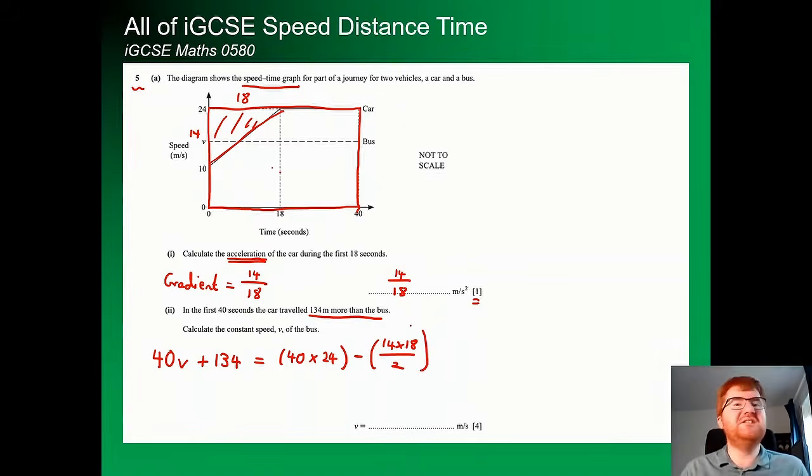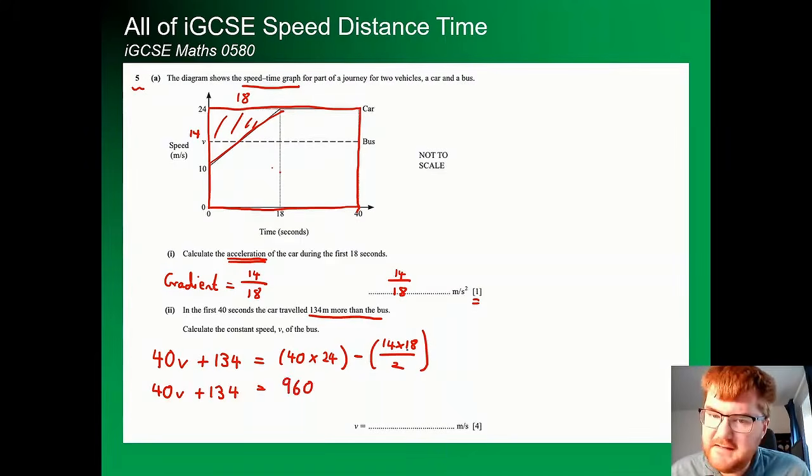I think this is a smoother way to get to our equation. So remember, the left-hand side represents the total travelled by the bus. The right-hand side does the car. Now, let's just tidy this up slightly. So we've got 40v plus 134. 40 times 24 is 960. And this here is equal to minus 124. And now we've just got an equation to solve for v.